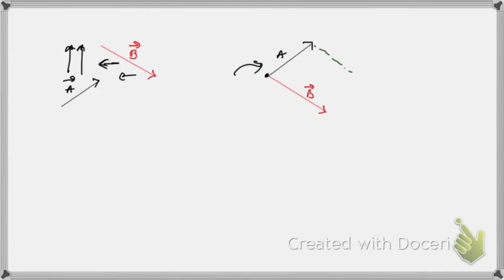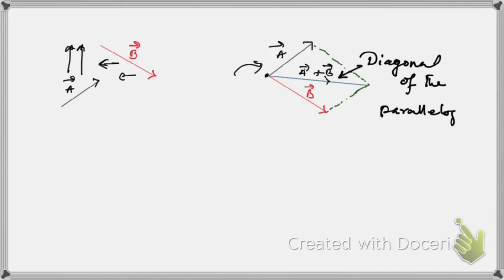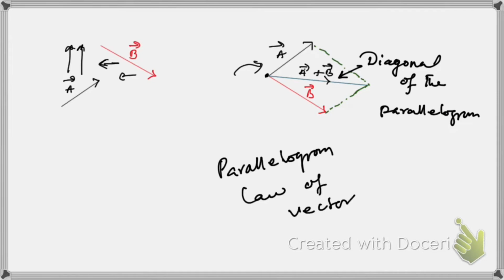If you consider these two as adjacent sides of a parallelogram, let me complete the parallelogram by green dotted lines. Then the diagonal in this direction will give the sum of these two vectors, vector A plus vector B. So that is going to be the resultant vector, the diagonal of the parallelogram. This is the parallelogram law of vector addition, right? So hope you have understood this.